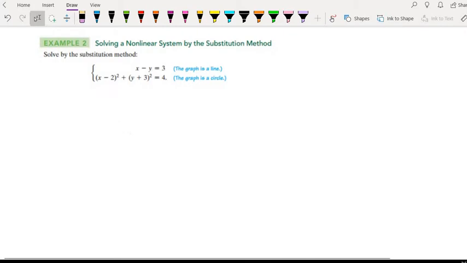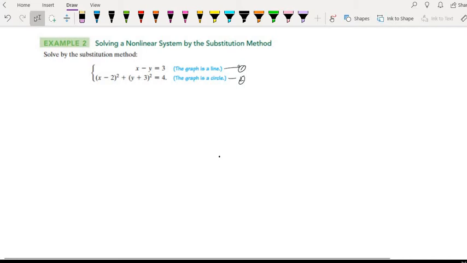Example 2, solving a nonlinear system again. The first equation is x minus y equals 3, and the second equation is (x minus 2) squared plus (y plus 3) squared equals 4. In this question, we have to make sure to read the question again. This is talking about substitution, so we're going to use the substitution method again. This is my first equation, and I call this the second equation.